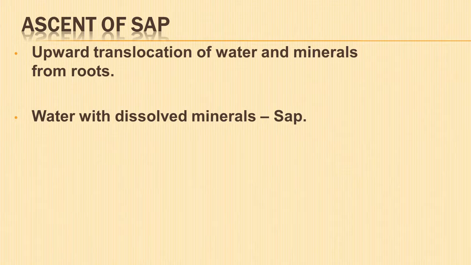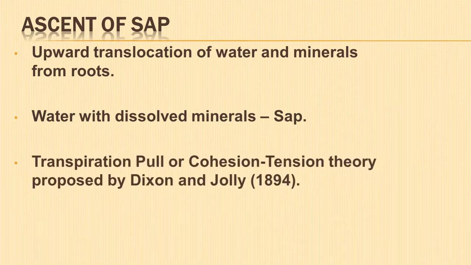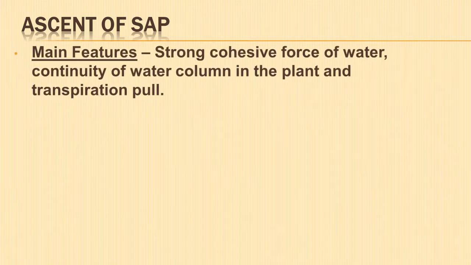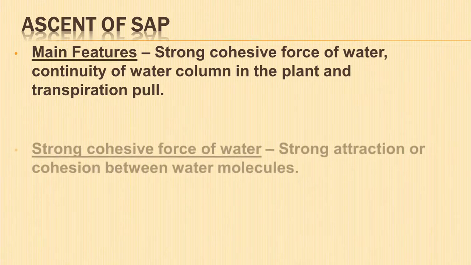Various theories were put forward, but the most accepted theory is the transpiration pull or cohesion tension theory. This theory was proposed by Dixon and Joly in the year 1894. Main features of this theory are strong cohesive force of water, continuity of water column in the plant, and ascent of sap due to transpiration pull.